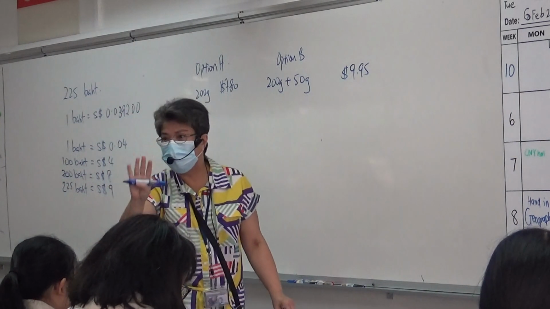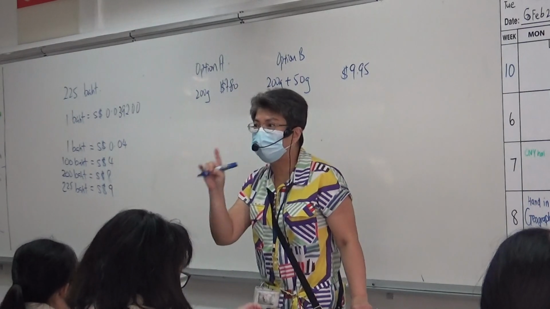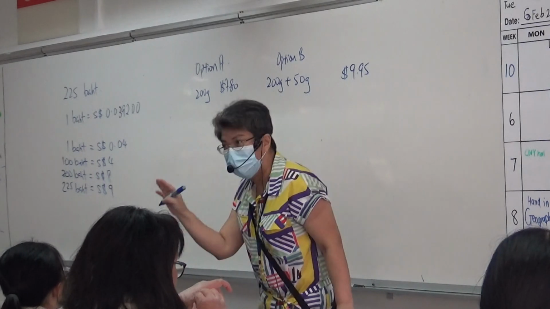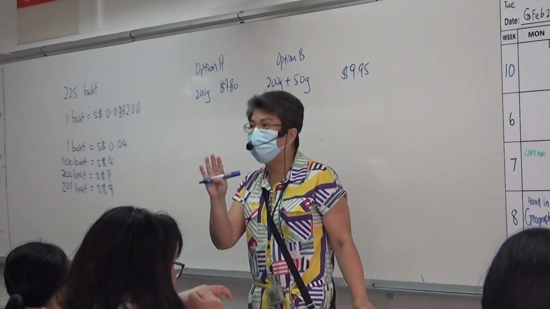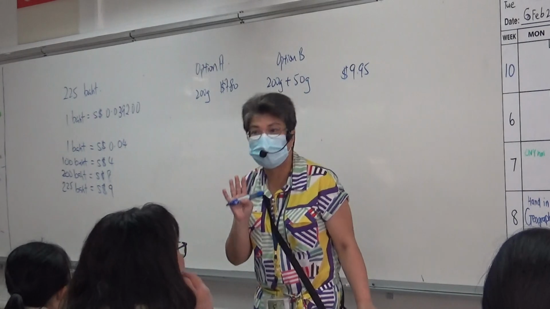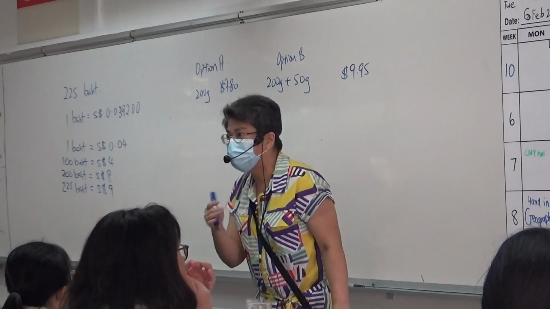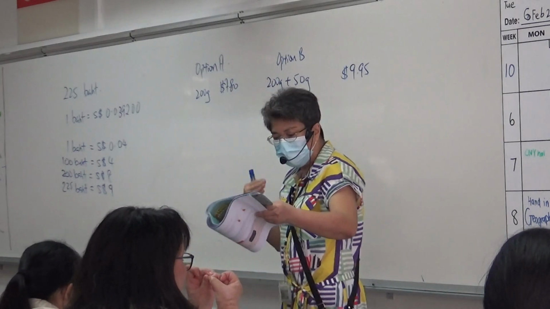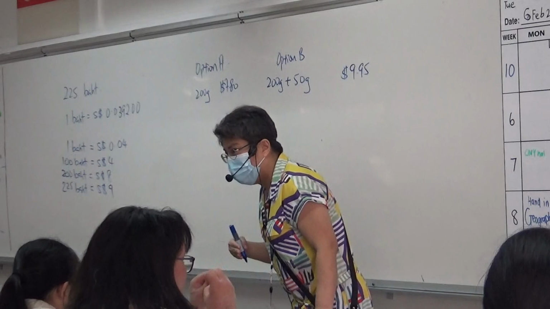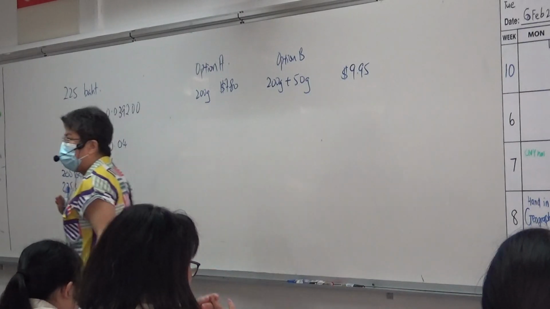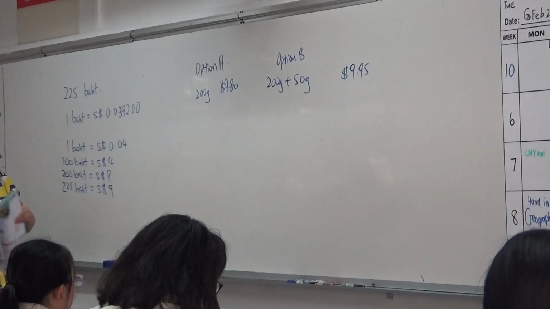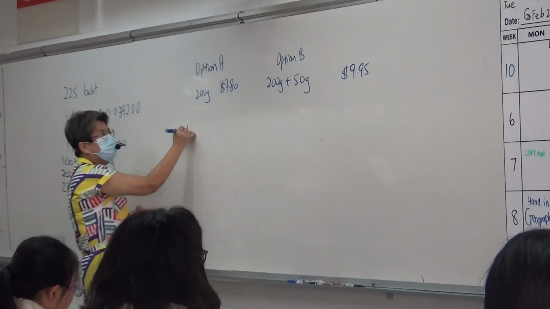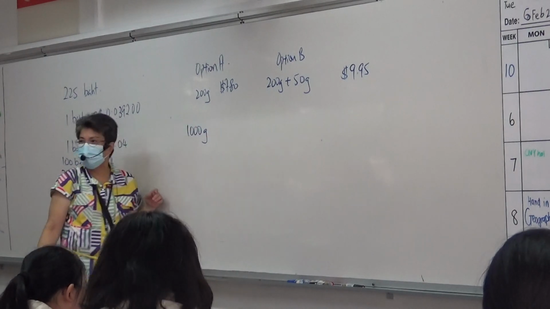Now, you cannot compare when the base is different. That means when one is 200, one is 250, you cannot compare. You can only compare when you change all either to 100 grams or change all to 1 gram also can, as long as it's consistent. Everybody clear with what I'm saying? Can or cannot? Actually, I have a different way to do than the textbook. I'll show you my way. Will that be okay?